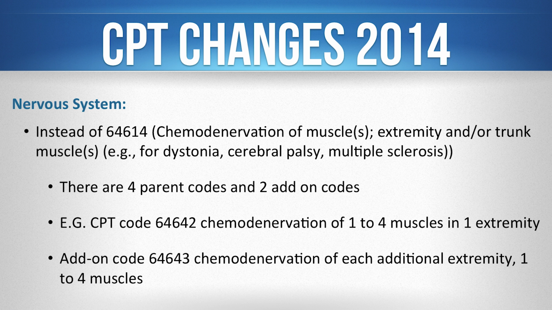Instead of reporting CPT code 64614, you're now going to have 4 parent codes and 2 add-on codes of which to select. CPT code 64642 is chemodenervation of 1 to 4 muscles in one extremity, and then you'll have your add-on code of 64643 for each additional extremity, 1 to 4 muscles.